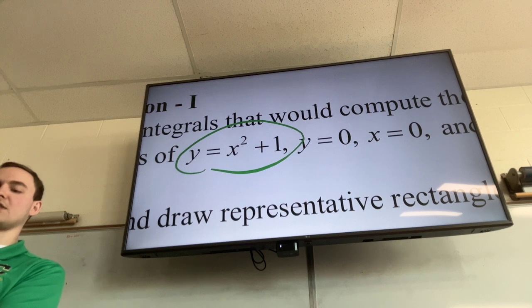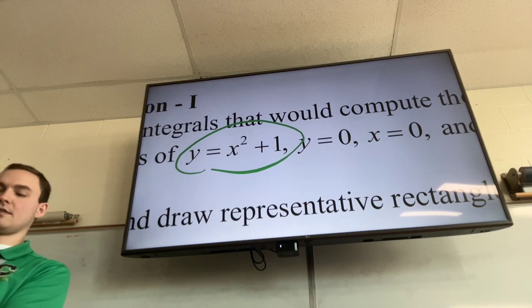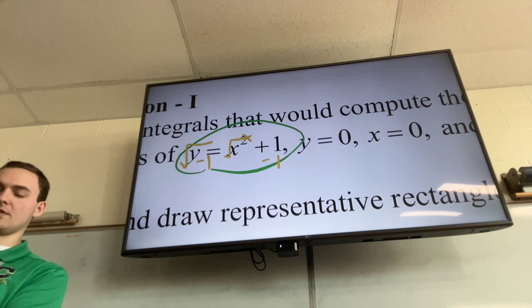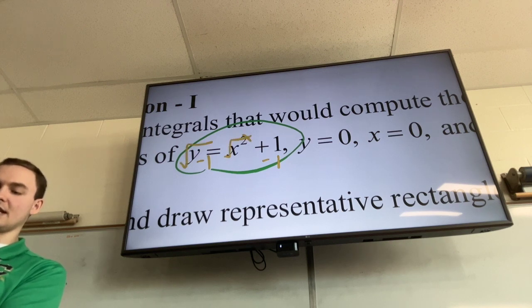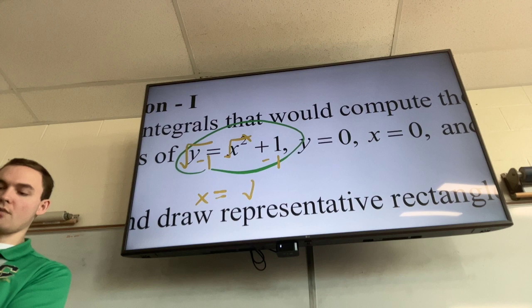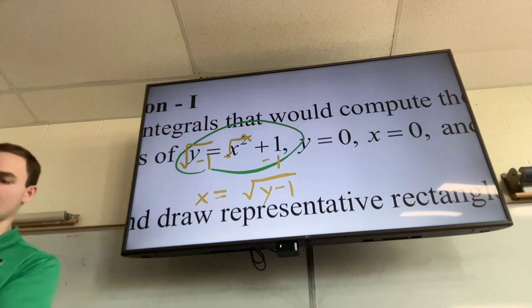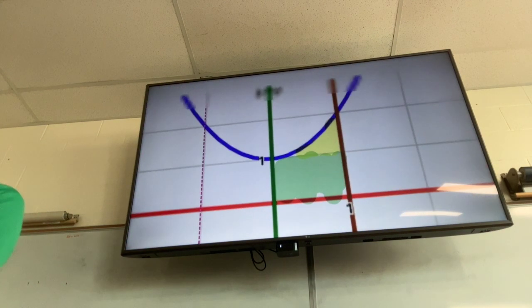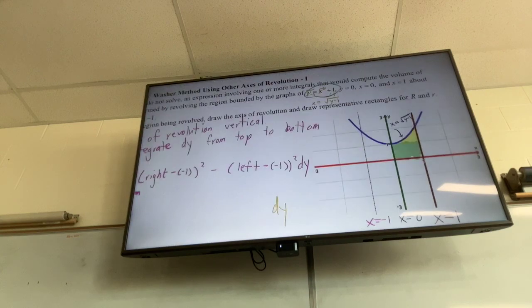So what we've got to do is solve for x. Turn it into a function of y. So subtract 1, take the square root. That function there is x equals the square root of y minus 1. So this blue curve, we're going to write it as a function of y, x equals the square root of y minus 1.